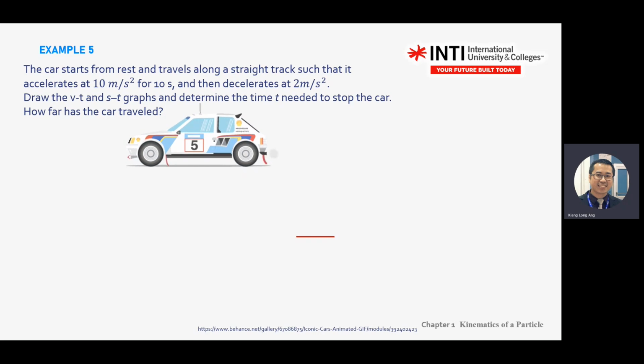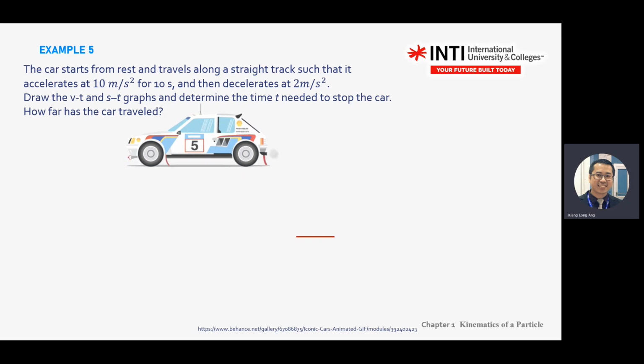All right, now draw the VT-ST graph and determine the time needed to stop the car. How far has the car traveled? Try to solve this one. I give you 1 minute. What do you do first? You need to draw the VT-AT graph.